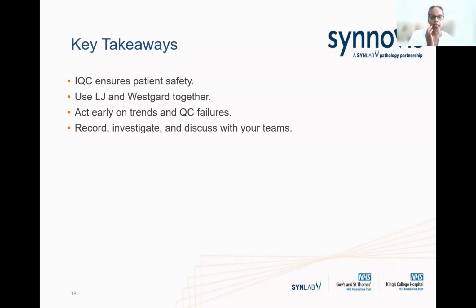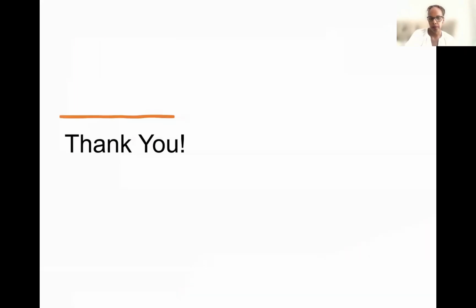You can use, obviously, the Levey-Jennings and the Westgard rules together to make sure you identify and set yourself rules where you will reject, where you will investigate, and where you will accept. And you act early on those trends and failures. You make sure you record, investigate, discuss with your team at all times. I think that's about it.